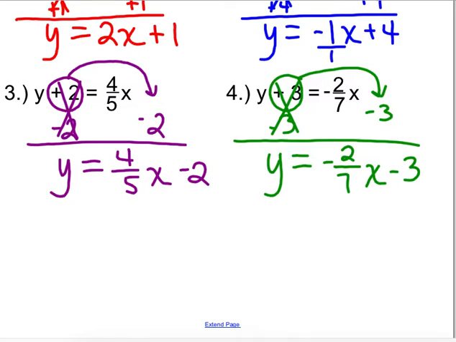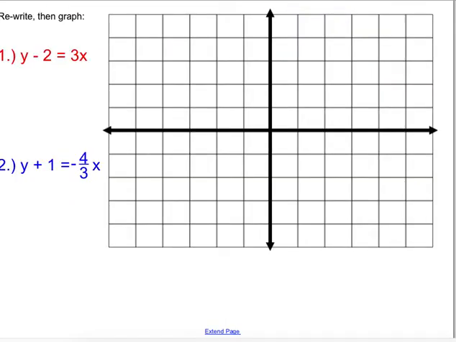So now, let's see if you can rearrange and graph. Rearrange and graph. Number 1, who's in the wrong spot? That 2. So you're going to add 2 here, add 2 there. y equals 3 over 1x plus 2.